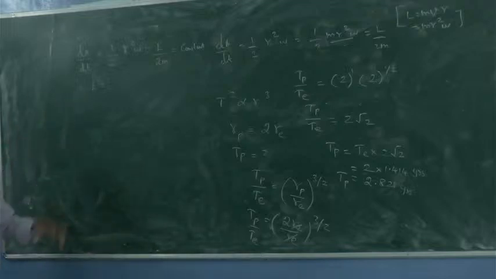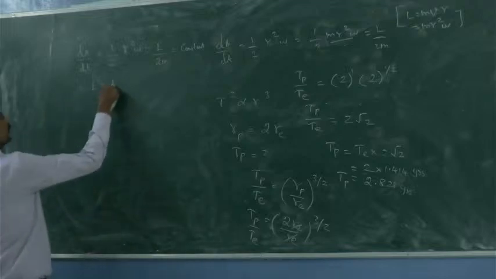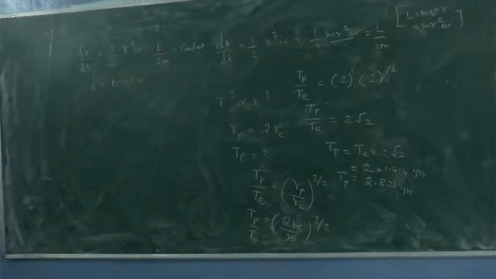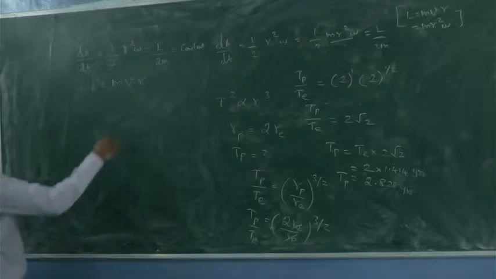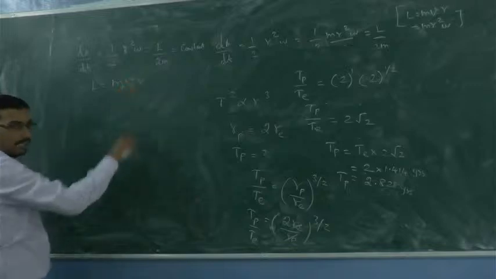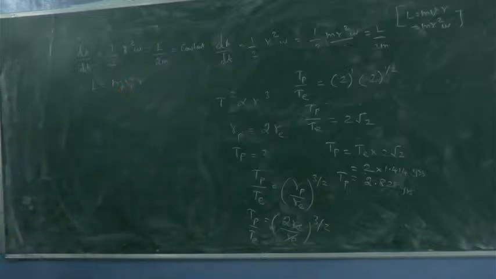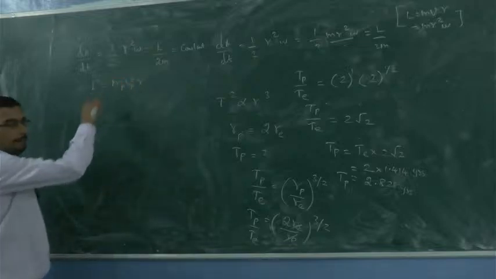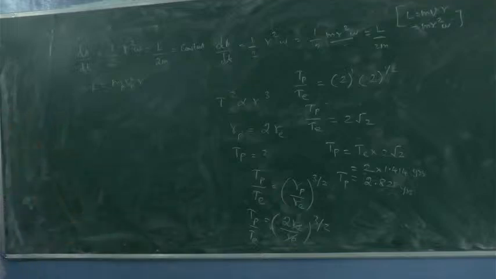Then what else can we do? So L is equal to mvr. There is one more relation for angular momentum. L is equal to mvr. What is m? Mass of the planet. V, velocity of the planet. R, distance between the planet and the sun. Now we don't know anything about Vp. Planet mass is at every time constant.